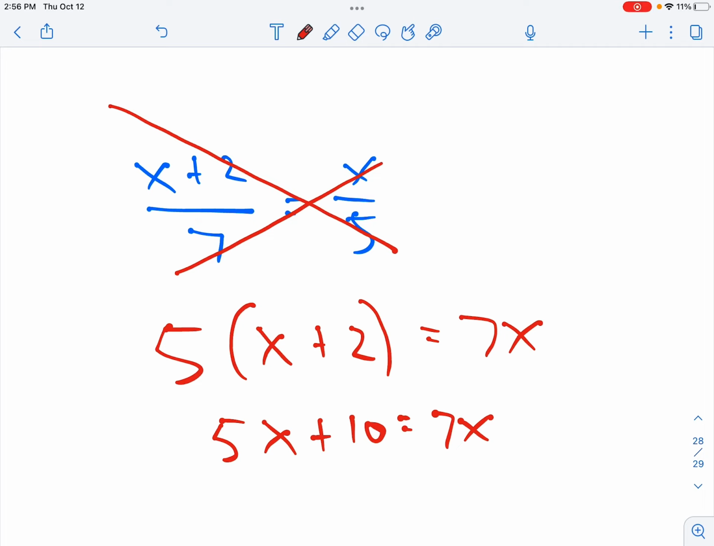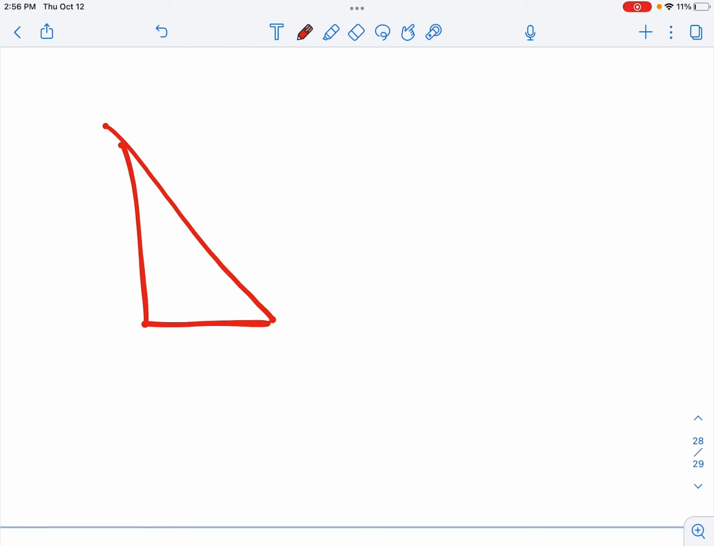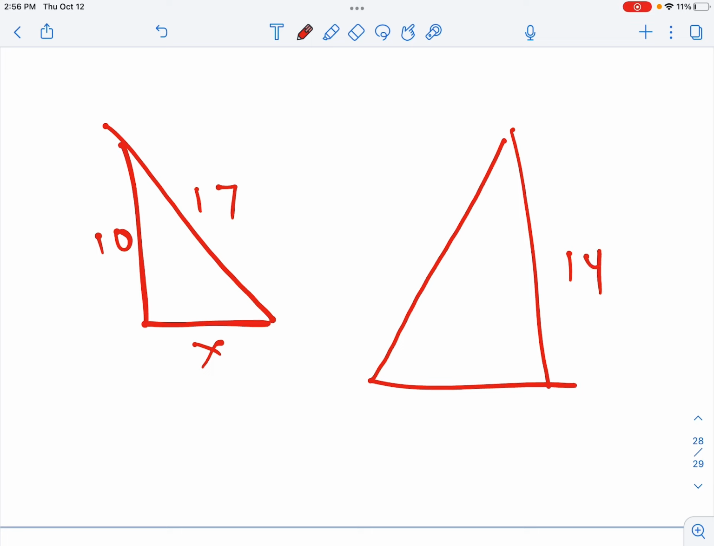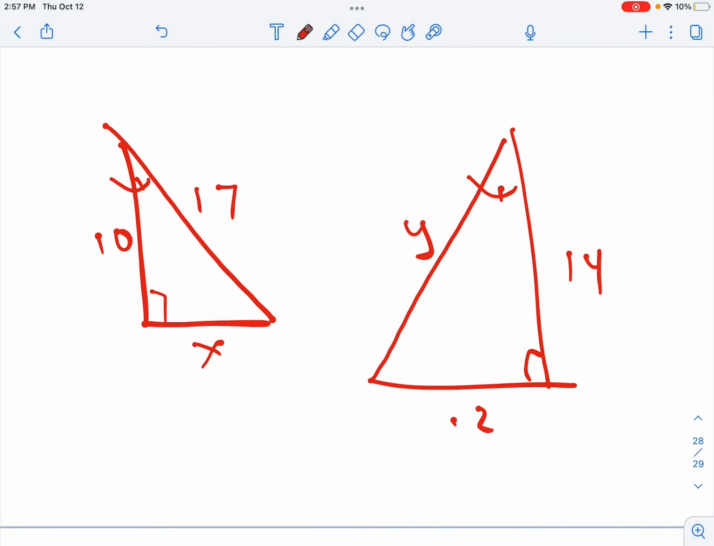Okay, I'm just scrolling over the homework right now, seeing if there's anything else really tricky. Let's do question 7 on the homework, or at least start it and get it set up. So here we have 10, 17, and x. And then over here, we've got 14, 12, and y. And then this angle and that angle are the same, and then this angle and this angle. So by AA similarity, we know the triangles are similar. So now, let's set up some equations.